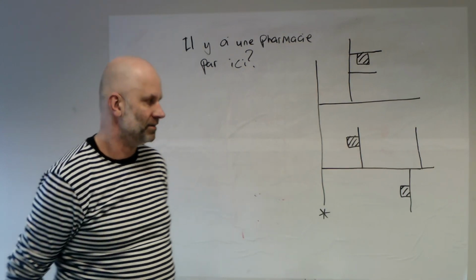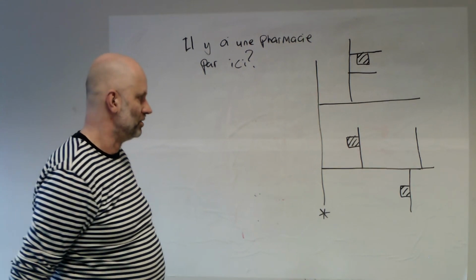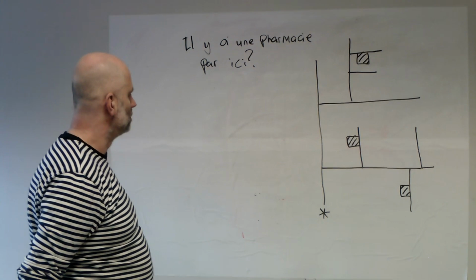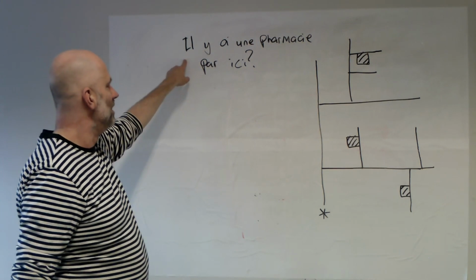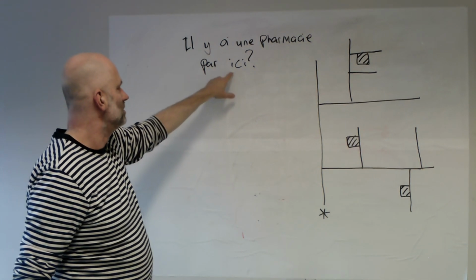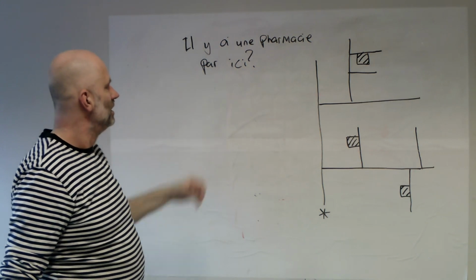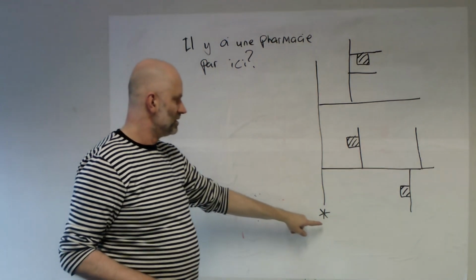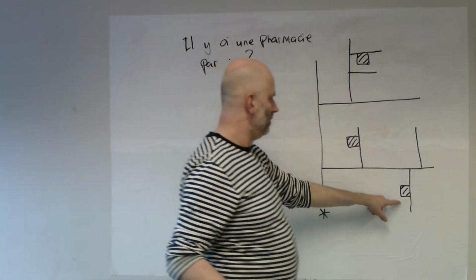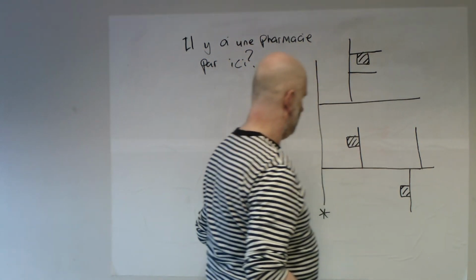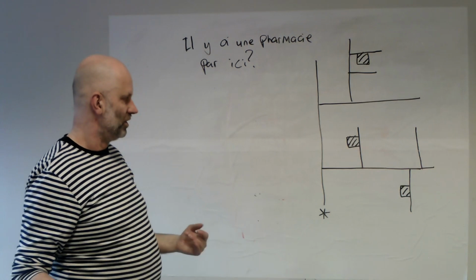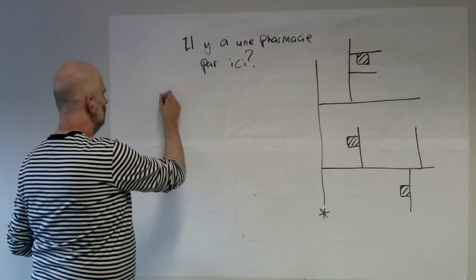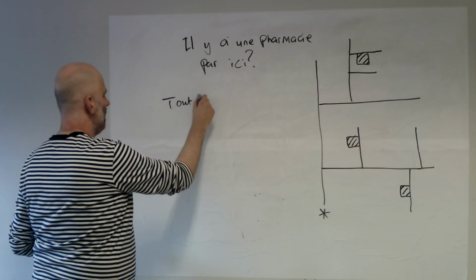Okay, so now we're going to look at slightly more complicated directions with more terms than before. So here we've got the question, il y a une pharmacie par ici? Is there a chemist around here? So we're starting off here. Let's say this is the pharmacist, the chemist that we want to go to. So it's just tout droit, straight on.